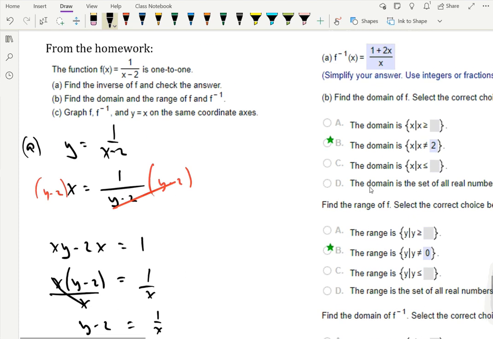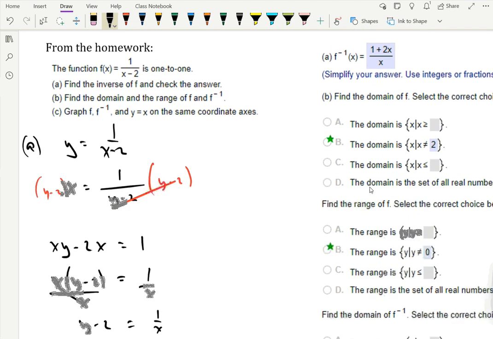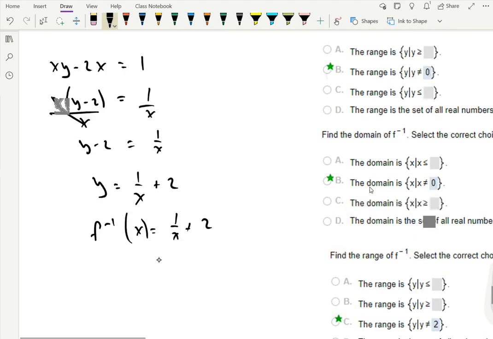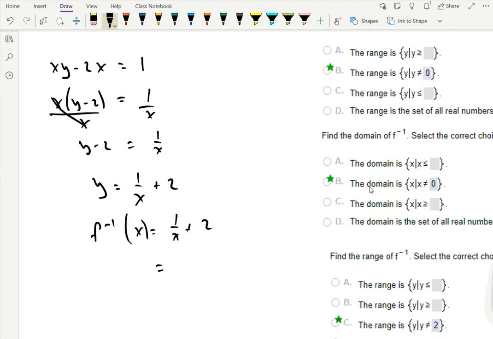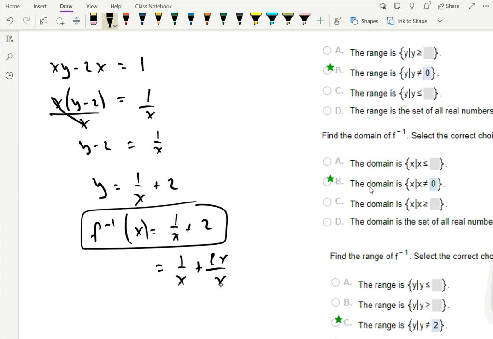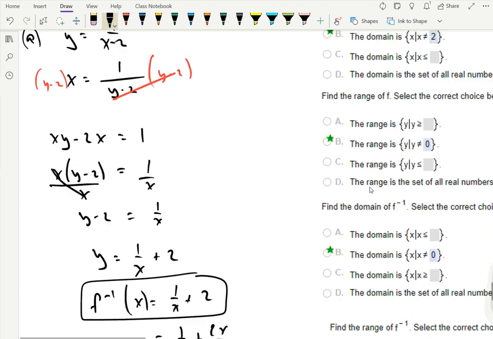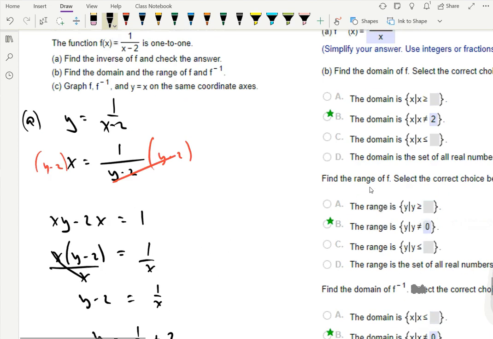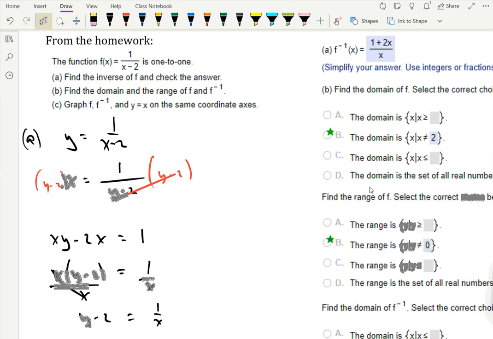Now our textbook answer up here says 1 plus 2x over x. So how do we get that from what I have? If we go ahead and write this as a single fraction, because those are equivalent expressions, then I need to get common denominators. The common denominator is going to be x, so that would be 1 plus 2x over x, which is what the publisher says our answer would be.